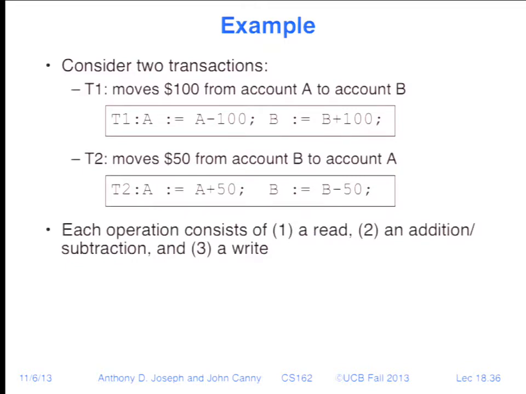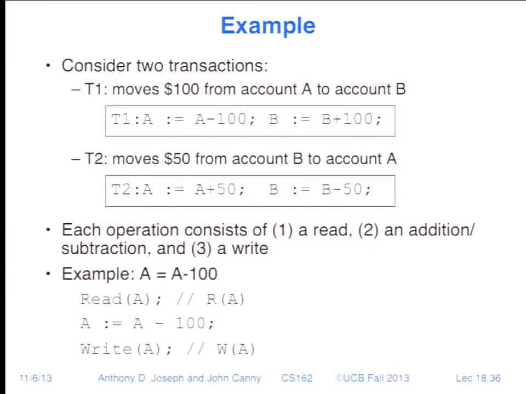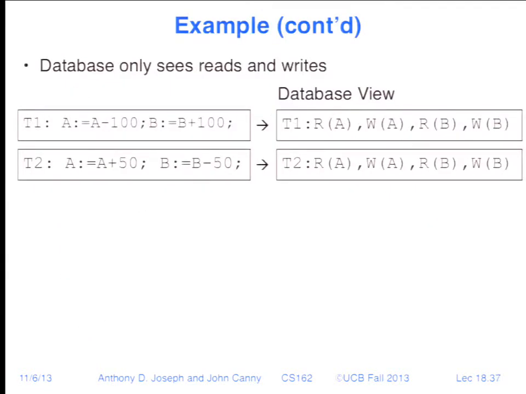Each of the updates, these individual expressions, comprises a read, then an addition or a subtraction, and then a write. So if we want to decrement A by $100, we've got to read it first, then perform the subtraction, and then finally write the updated value. The actual operations on the database are reads and writes. So for transaction one, what the database sees is the read of A, the write of A. It doesn't see the update. And then a read of B and a write of B. And similarly for the next transaction.